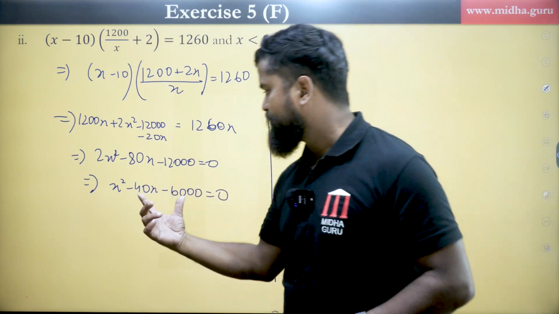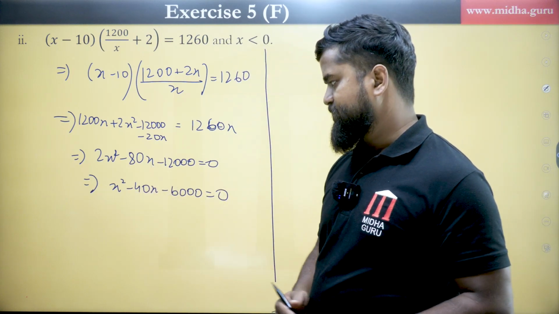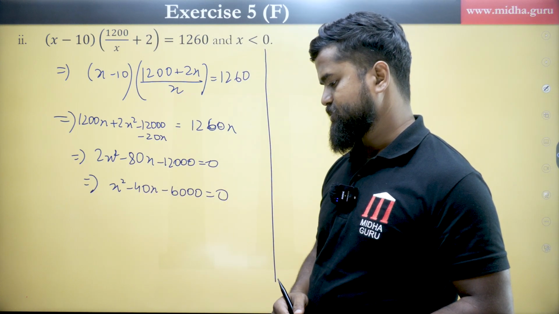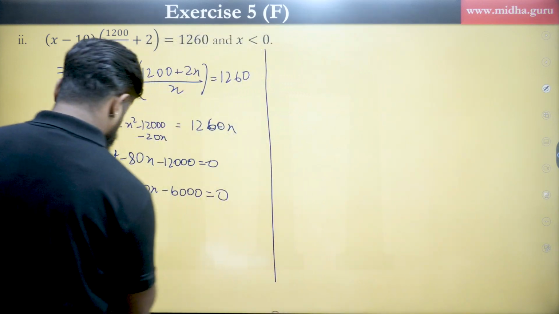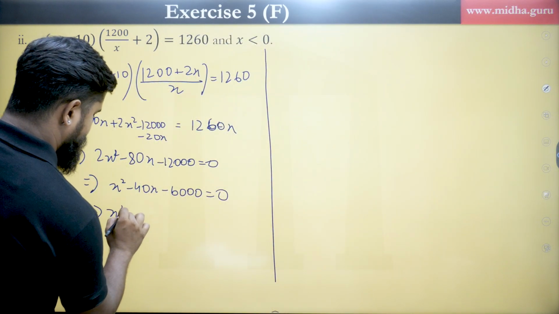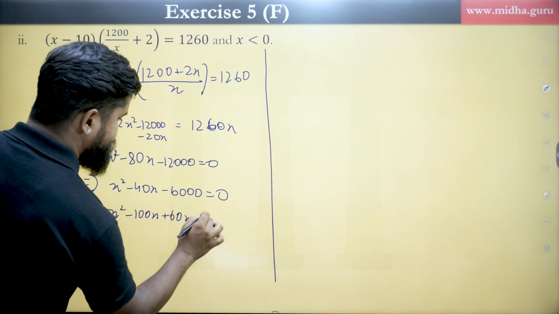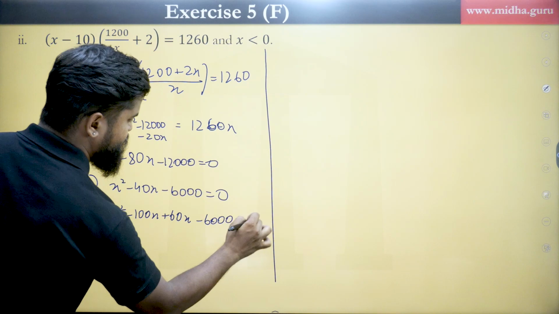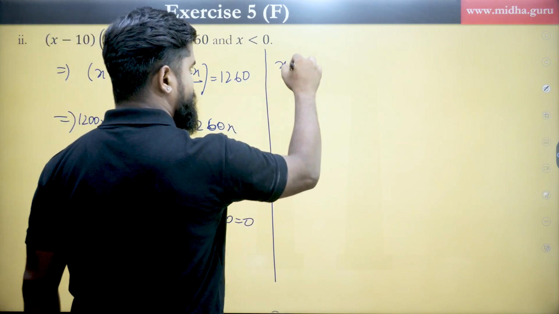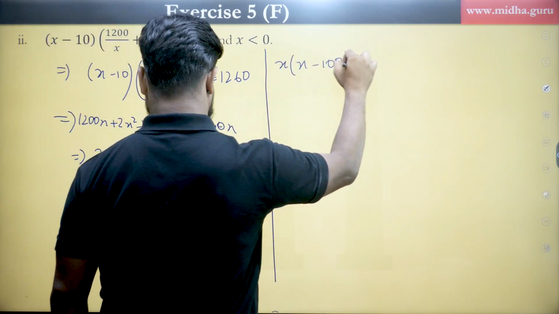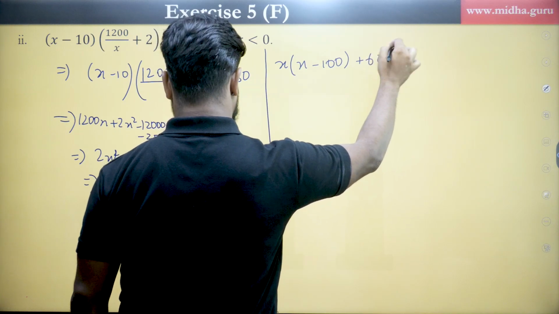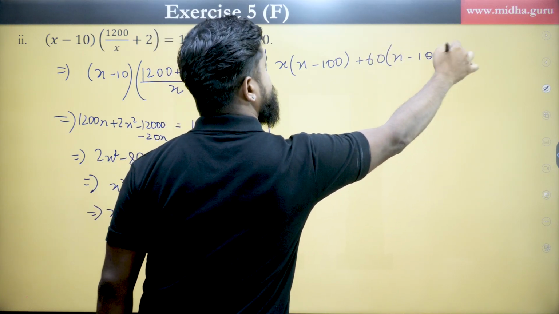Now since a into c is minus 6,000, I need to make the change here. So I'll write x square minus 100x plus 60x minus 6,000 equal to 0. Taking x common here, I get x minus 100. Taking plus 60 common here, again I get x minus 100.